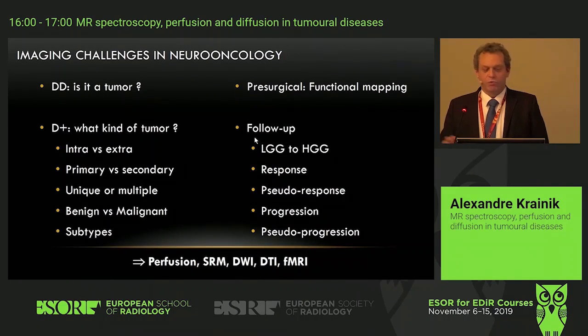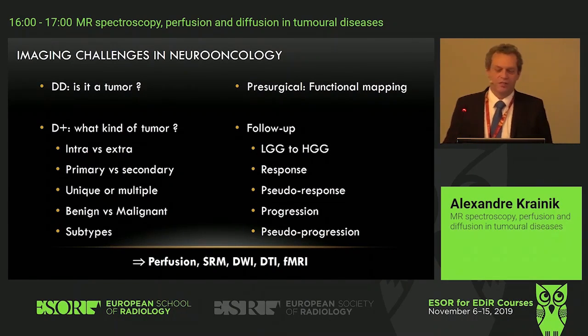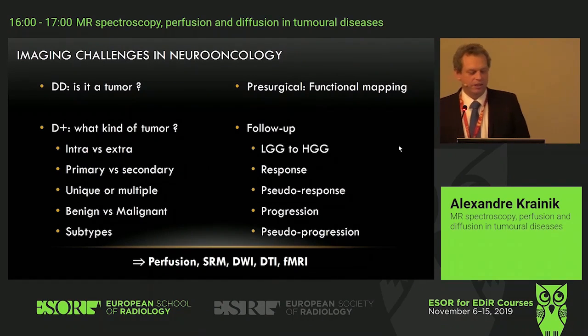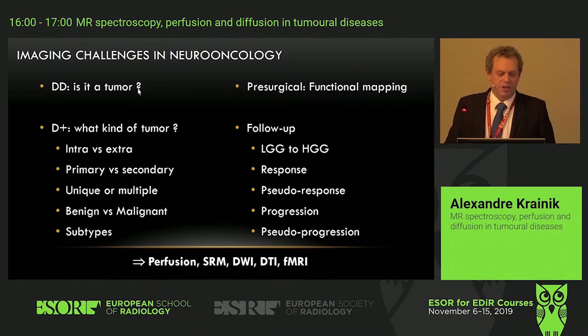Well, what about the challenges in neuro-oncology, which are very specific to neuro-oncology when compared to any other disease of the brain? Then first, when you see any kind of mass or microscopic abnormalities, is it a tumor? And what kind of tumor? Of course, is it intra or extra axial, as Pedro explained?